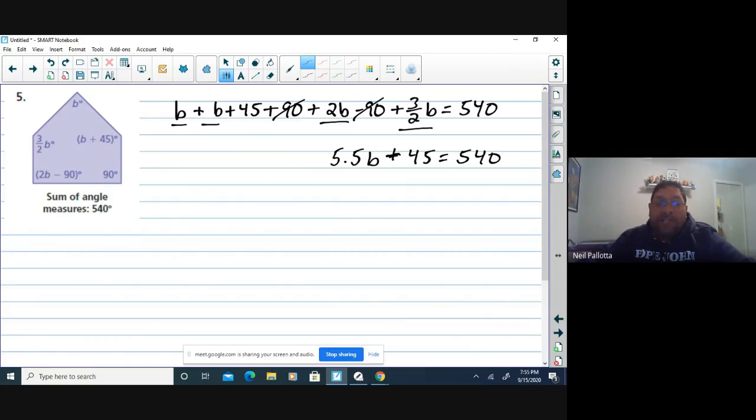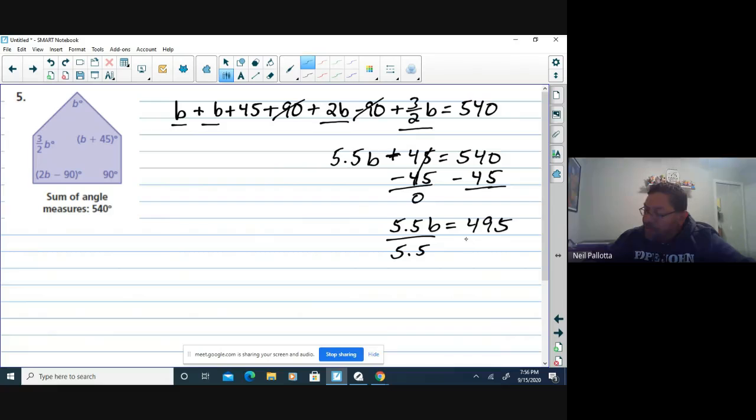So we get to that two-step equation phase because I see my multiplication and I see my addition. So I know I'm going to use my inverse operations. So we're going to subtract 45 from both sides of the equation. That's going to be 0. So we're left with 5.5b is going to be equal to 495, right? When we subtract 45 from 540, we divide both sides of the equation by 5.5. On the left side, they cancel. So you're left with 1b.